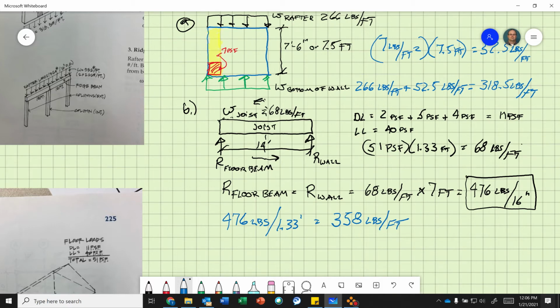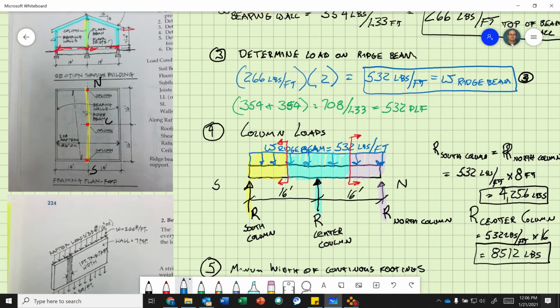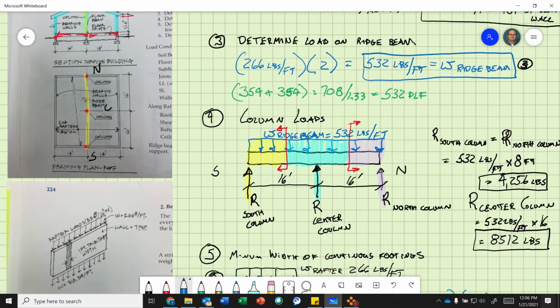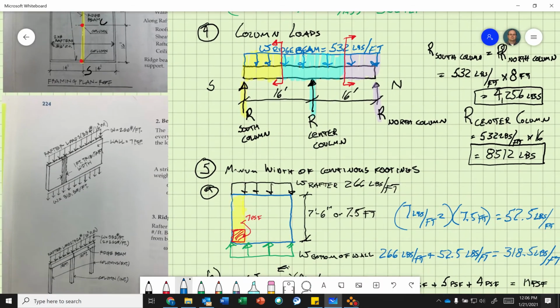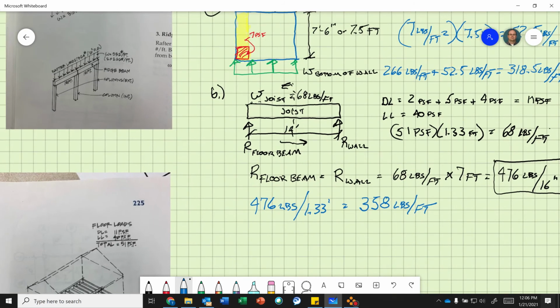So now we know, what did we just find? We just added the weight of the joist onto here. So now we can add the weight of the wall, the rafters, plus the wall, plus the floor joist to get our load per foot on top of that wall. Okay, so you got to add it up. So don't forget about that. So this is part B.